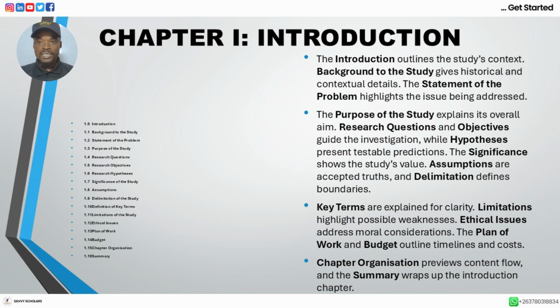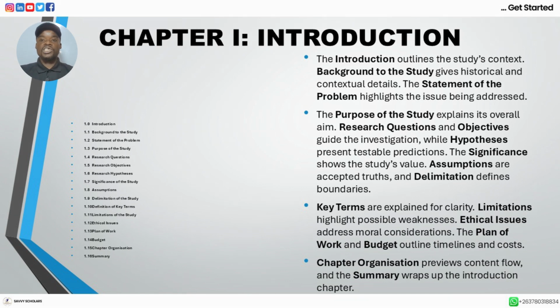When you have key terms within the project or the research, you have to explain them so that there is more clarity for us, the readers. Limitations highlight possible weaknesses. Ethical issues address moral considerations. The plan of work and budget outline the timelines and the cost that you're going to incur doing this research.